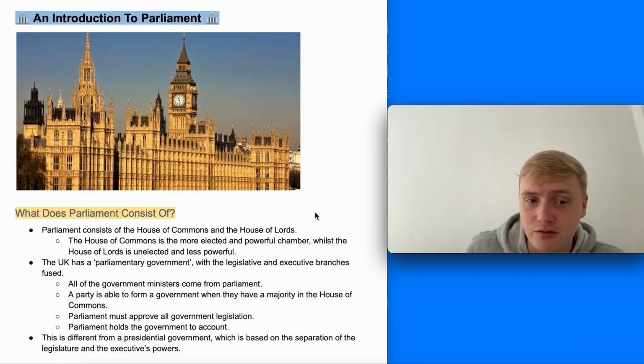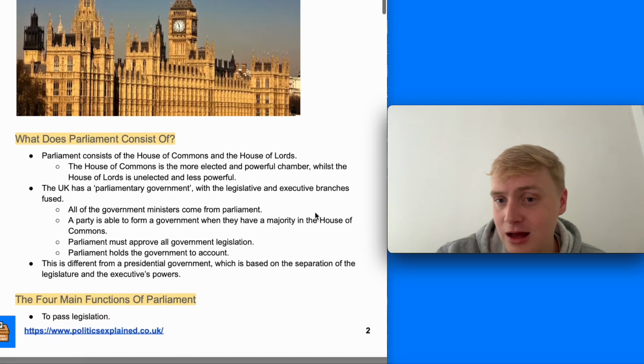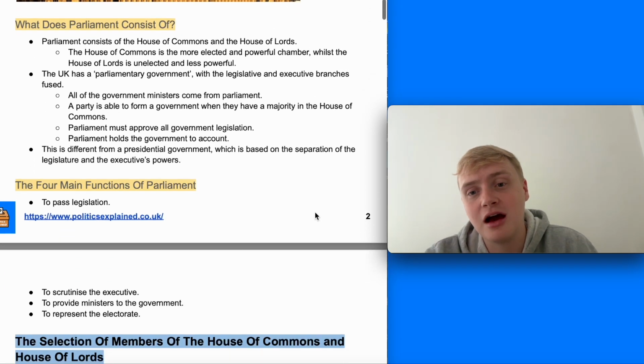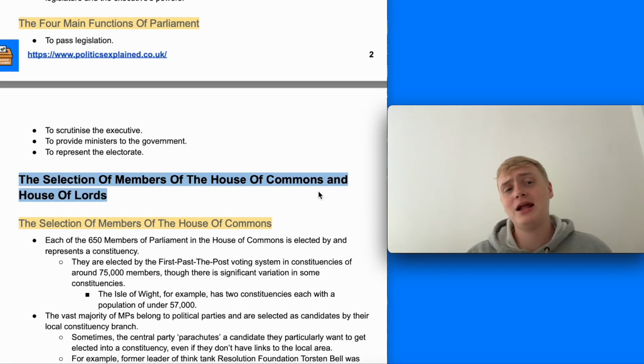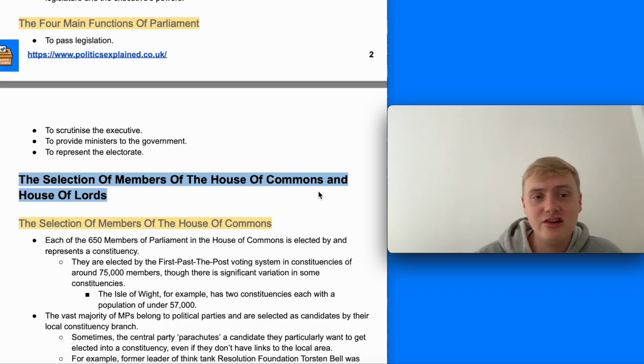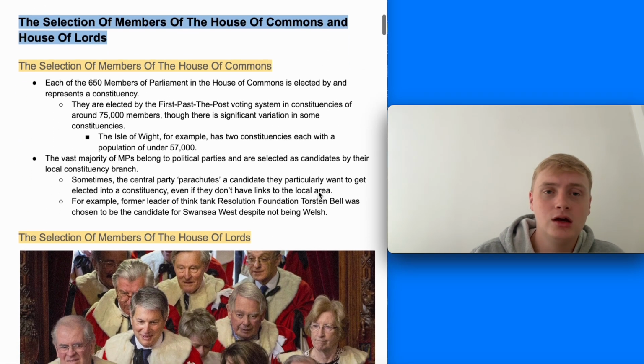And crucially, this is different from the US, a presidential government, which is based on the separation of powers between the legislature and the executive, as you'll look at in lots of detail if you study the US part of the course next year. Parliament has four main functions: to pass legislation, to scrutinise the executive, to provide ministers to the government, and to represent the electorate, which we'll have a look at in more detail later on in the video.